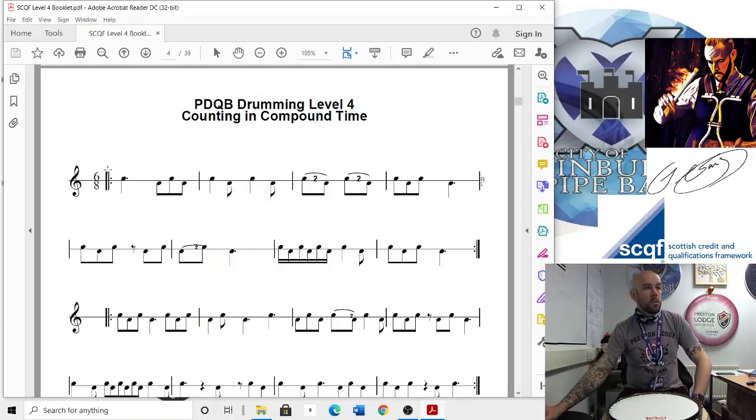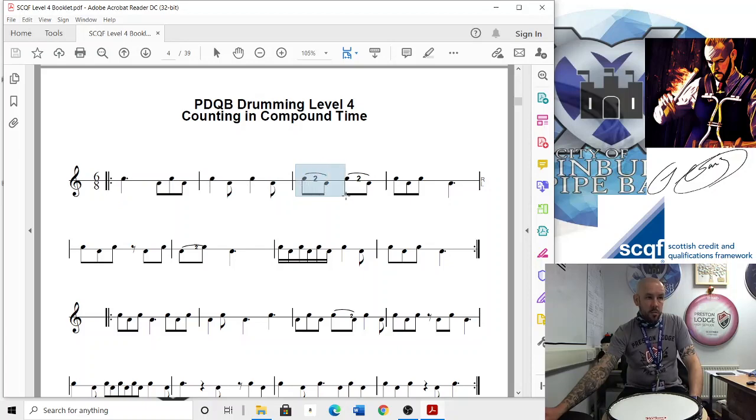Okay, so we're going back to compound time where the rhythm's 1 day, 2 day, 1 day, 2 day, 1. You've got that big swing in this kind of time. Okay, so 1, 2 day, 1 day, 2 day. Very simple start, getting right into the swing here.